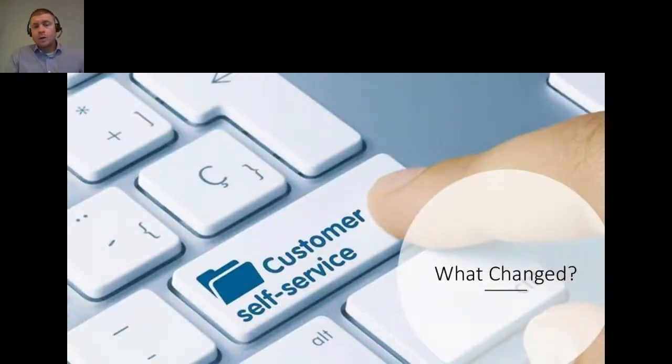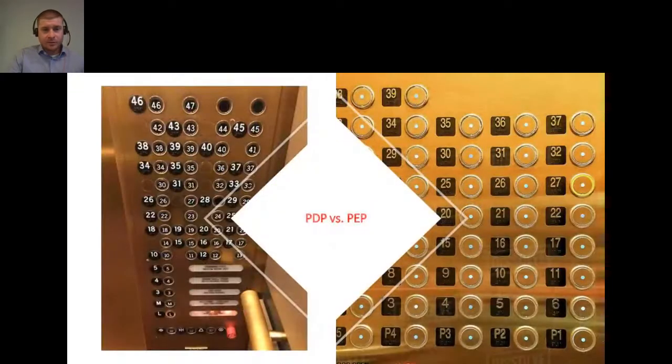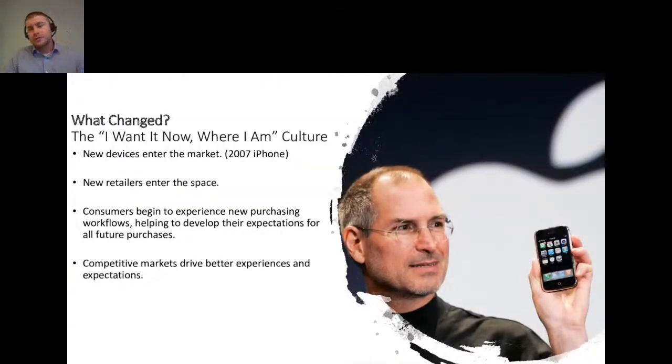So what changed? If we go back to this slide before, it can't just happen overnight that people have these expectations of these buttons aligned in a nice, clear, concise way. So what actually changed? There's quite a few things that did, but the biggest thing is the quote unquote "I want it now, where am I" culture. Basically Steve Jobs, I'll use him in different areas throughout this presentation, this "I want it now" culture really cultivated when the iPhone came into the market in 2007.